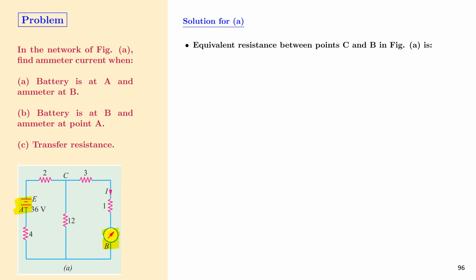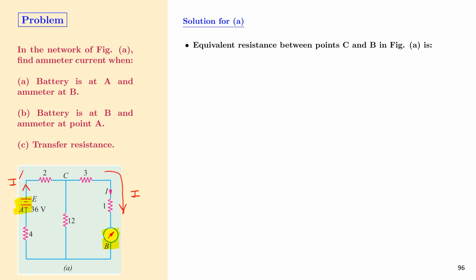Solution for part A. We have to find out the current that is going to flow through the 1 ohm resistor because of the 36 volt supply placed at A. For that, we have to first find the battery current, that is the current that is generated by the battery. Let's denote that by I dash.